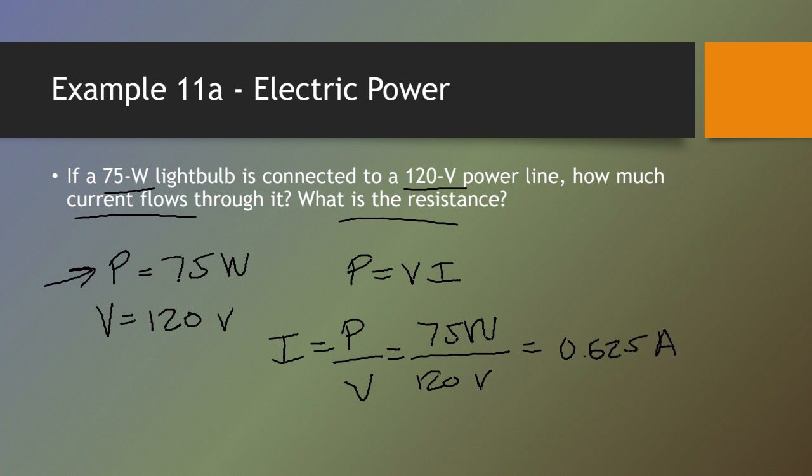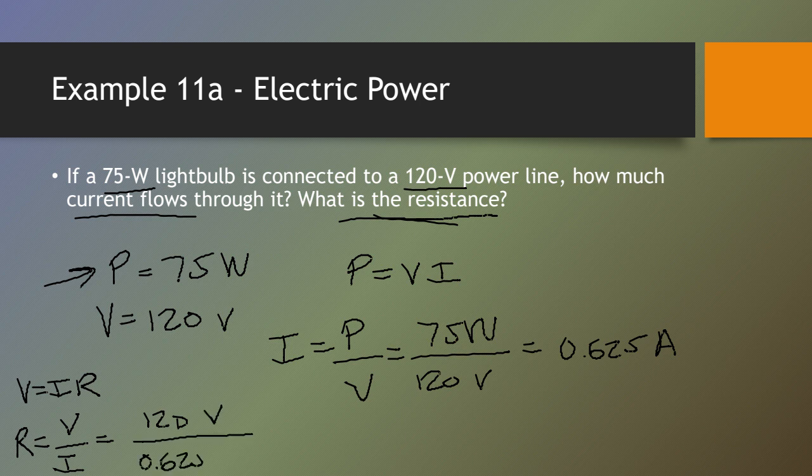And now if we want to know the resistance, there's a couple of ways we can solve this, but I would just solve this using Ohm's law. From Ohm's law, the voltage is equal to the current times the resistance. We can also determine the resistance as the voltage divided by the current, which in this case would be 120 volts divided by 0.625 amps. And when you divide those two, you will get a resistance of 192 ohms.